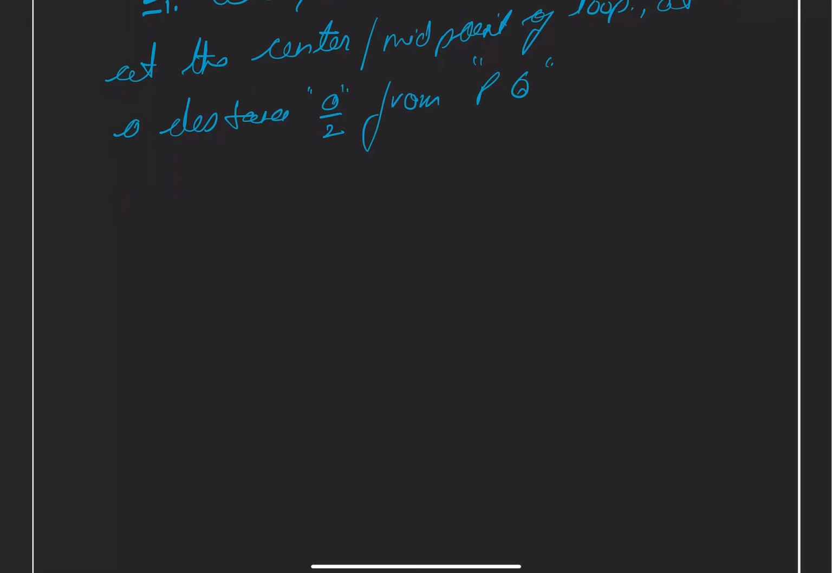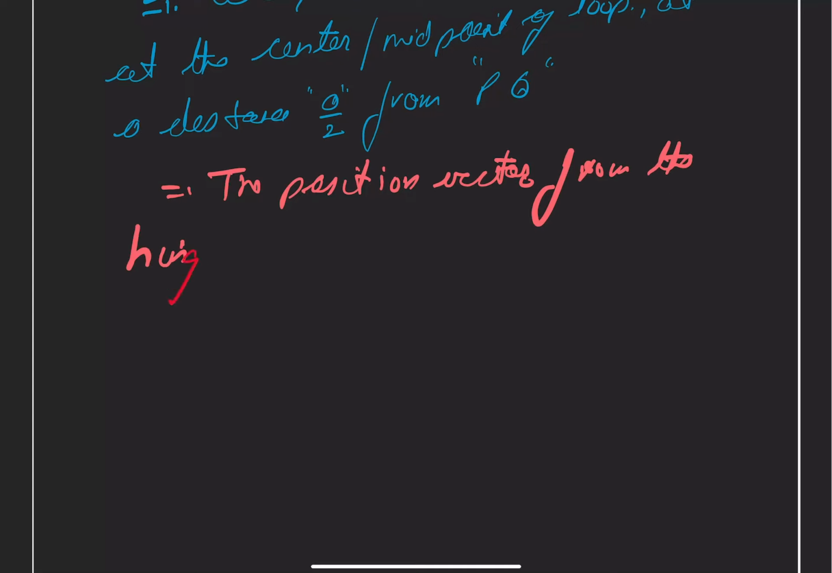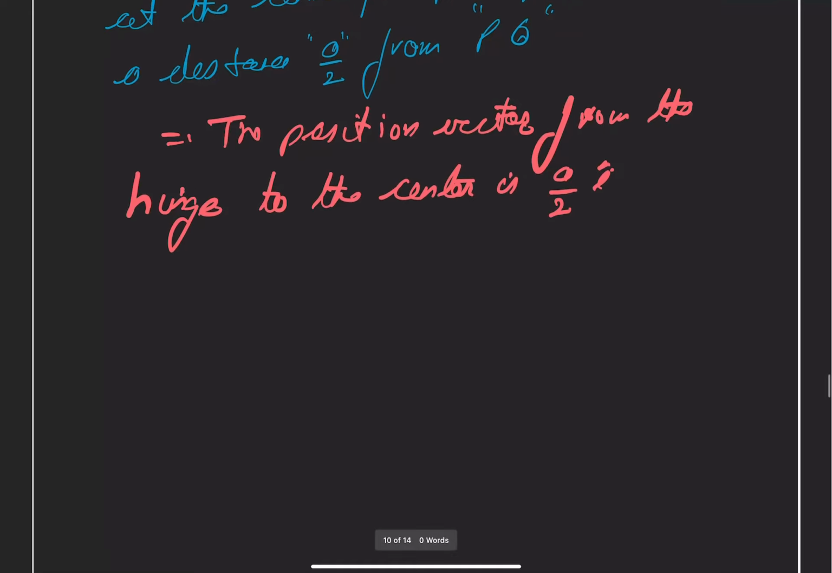So we can say that the position vector from the hinge to the center of mass is a by 2 I unit vector, because it will be parallel to the x-axis.